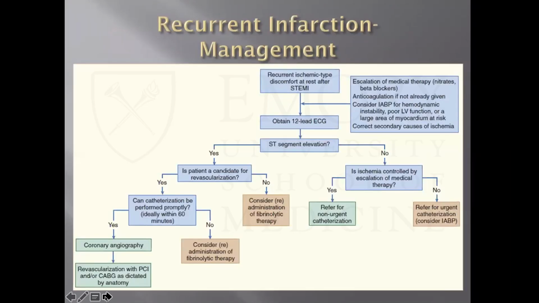This is just an overall chart of kind of how to think of this in terms of a flow chart. And a lot of this is what we've already talked about.